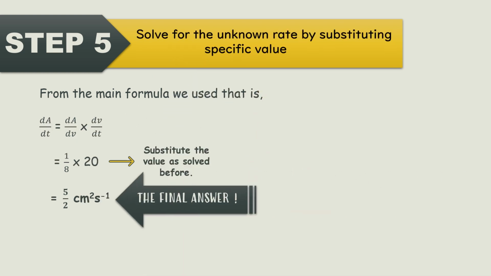Step 5. Solve for the unknown rate by substituting specific value. From the main formula we used, that is dA over dt equals to dA over dV multiplied by dV over dt, substitute the value as solved before. Then, you will get the final answer for dA.